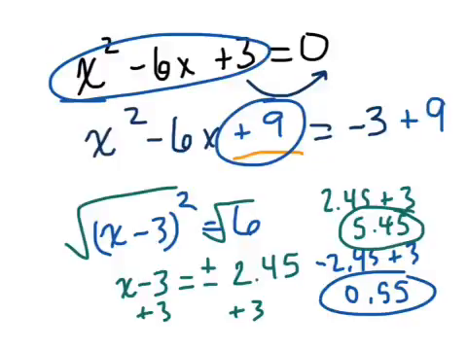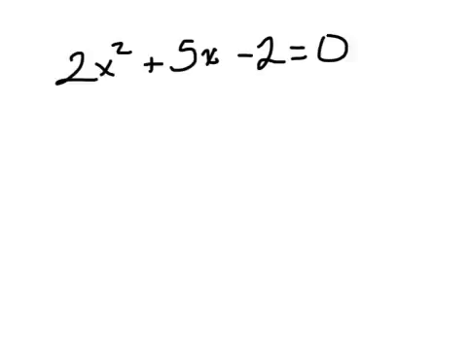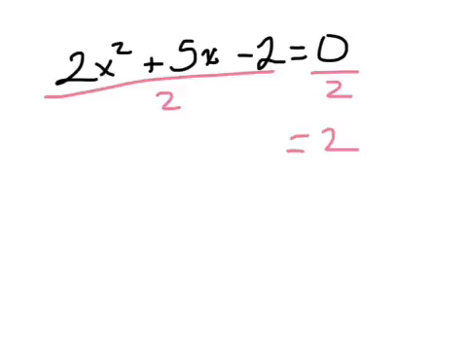Now, what I also want to do is an example that is a little more complex. In this example, we have a couple issues. In this one, not only is this not a perfect square, neither is the 2. So what we're going to want to do first is get rid of that 2. We're going to divide everything over here by 2, over here as well. But 0 divided by 2 is just 0.